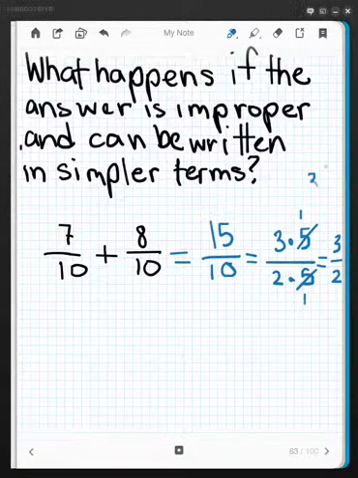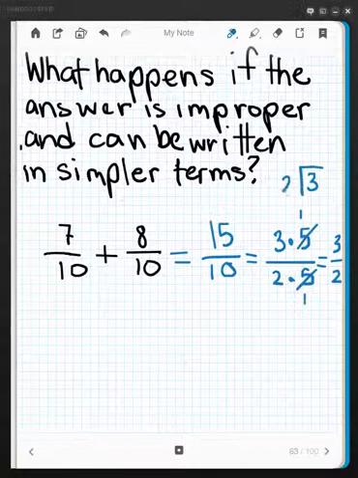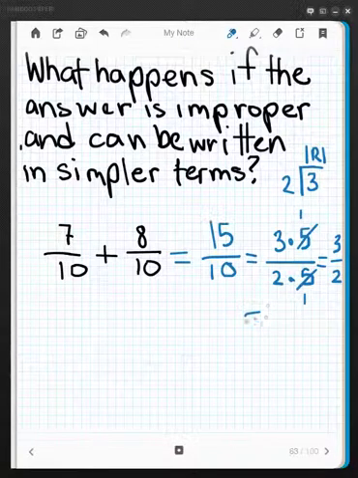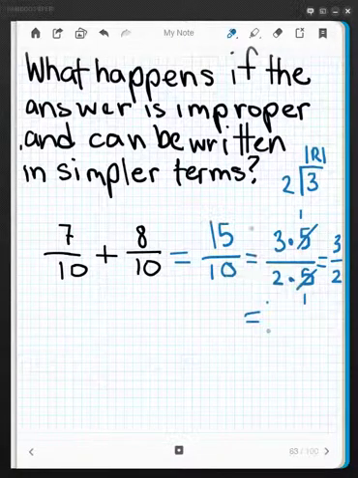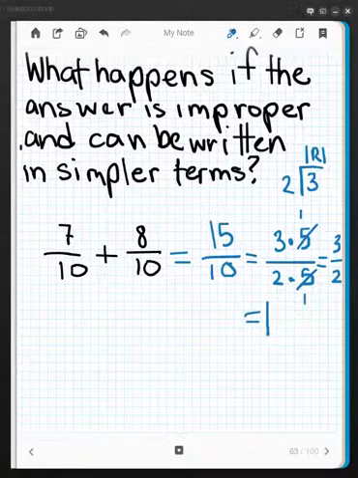So I'm going to take the numerator and divide it by the denominator. 2 goes into 3 one time with a remainder of 1. So this fraction is going to be a mixed number of 1 and 1/2.